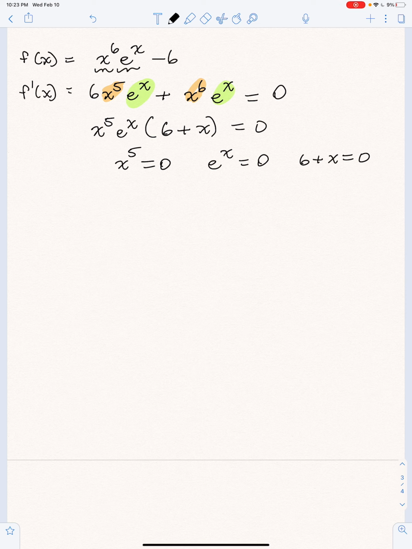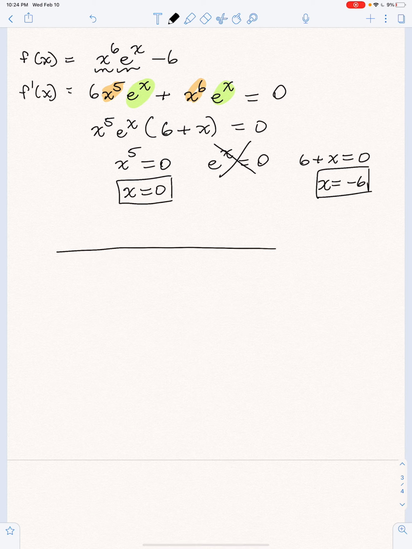Now, the one thing is an exponential function will never be 0. You cannot raise e to a power and end up with 0. So this one is automatically disqualified. If x to the fifth is equal to 0, this means that x equals 0, so that's a critical point. And if 6 plus x is equal to 0, this means x equals negative 6. So then that's going to be our critical number. So mins and maxes could happen at those values.